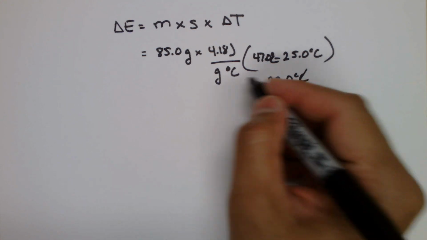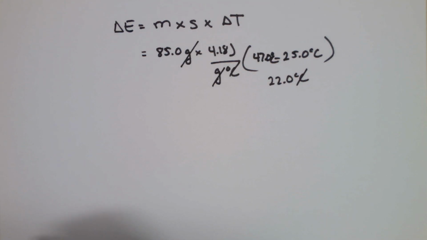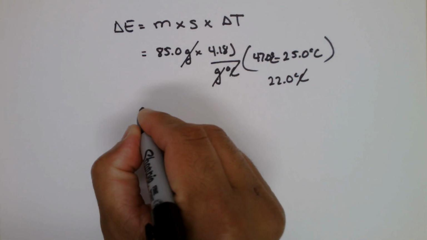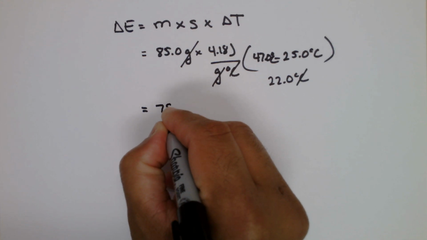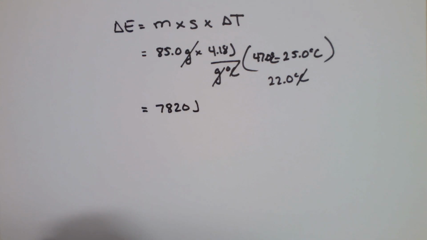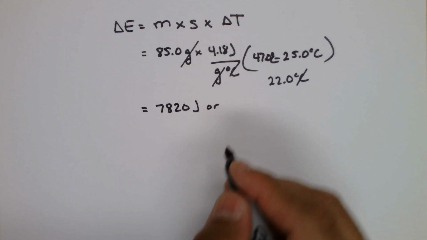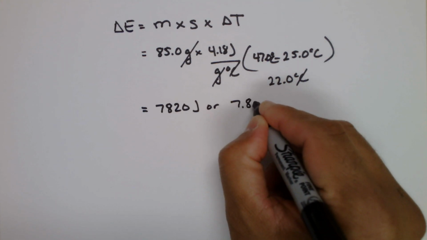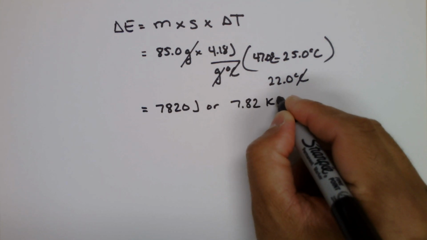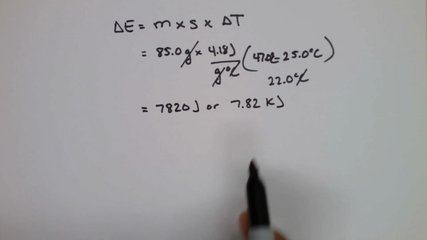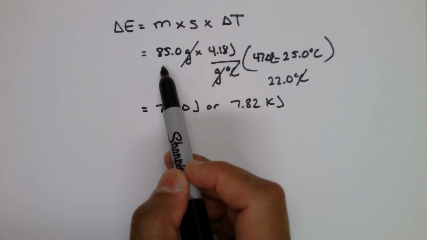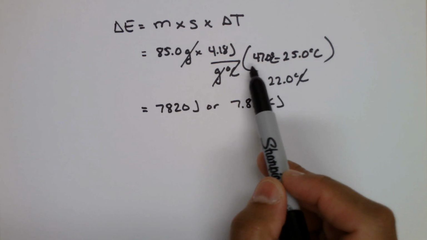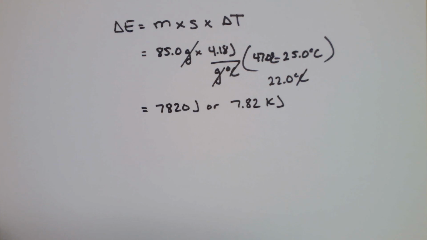If you look at the units, those Celsius cancel, the grams cancel, and so we're going to multiply these terms. When we multiply these terms to 3 significant figures, we get 7,820 joules, or if we convert this to kilojoules, 7.82 kilojoules. So this is the amount of energy required to raise the temperature of 85 grams of water from 25 Celsius to 47.0 Celsius.